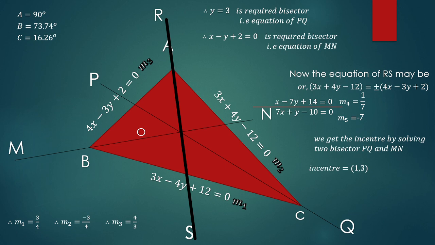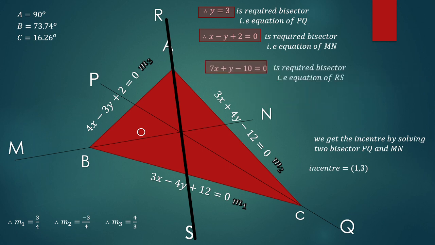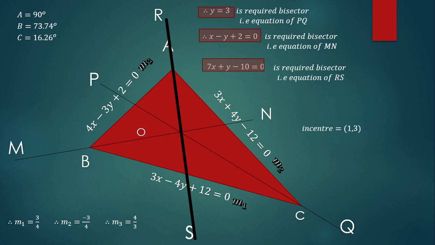And 1 comma 3 only satisfies this equation. 7 into 1 plus 3 minus 10 is equal to 0. So this incenter satisfies this equation. So this is our required bisector, that is the equation of RS. In this way we get the solution in which we do not use any graph.